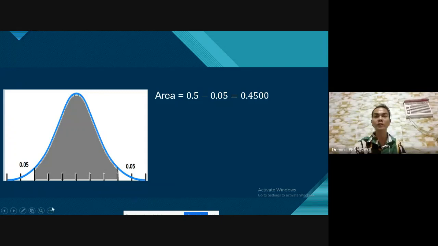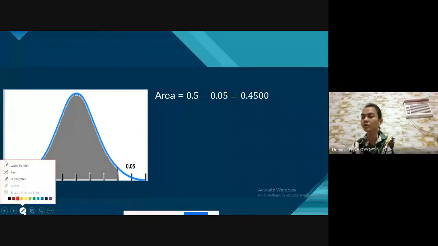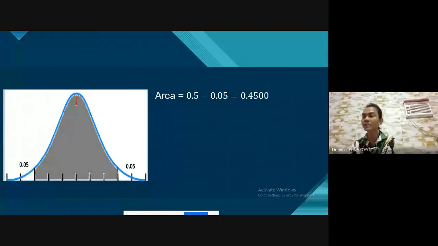Okay, so to show you an illustration, again, we know for a fact that they are symmetric to each other. One property of the normal curve is that they are symmetric to each other. Now, starting from the mean to the right, we can have an example, starting from the mean to the right.